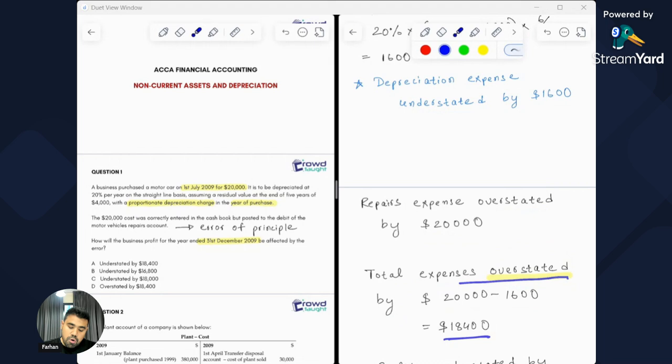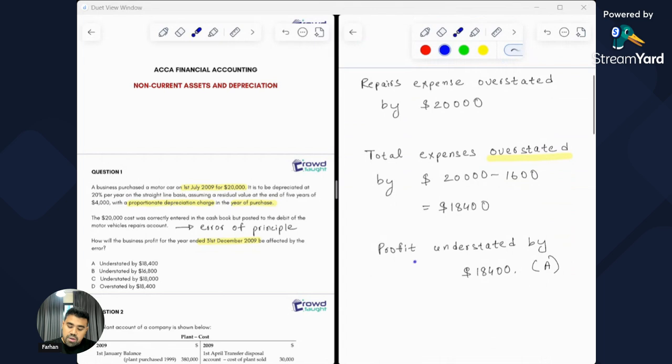Okay? All right. So if total expenses are overstated by $80,400, then profits must go down. So profits are also therefore understated by $80,400. So profits are understated by $80,400, which is option A, and that is the correct answer to select for question number 1. Okay?